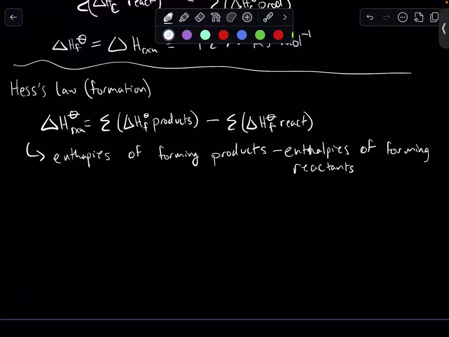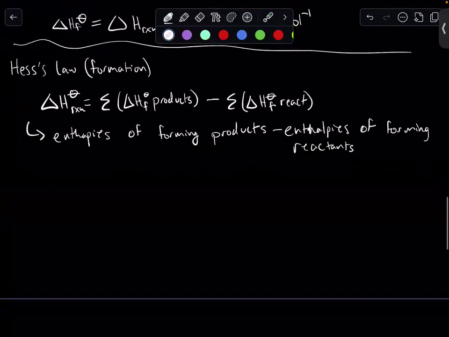Anyways, let's take a look at the enthalpy of formation using, of course, combustion. So the inverse of what we did before. One final note is we still must consider coefficients.